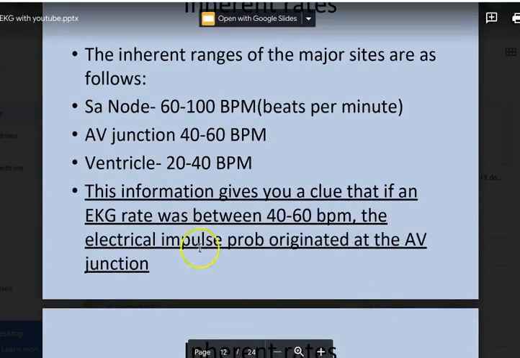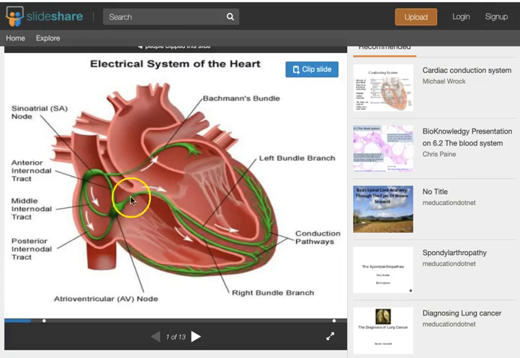So these are the inherent rates of the three major sites. You have your SA node, you have your AV junction, and then you have your ventricles. Anything that happens past the AV junction, past the bundle of His, is the ventricles, because we know, based on the anatomy of the heart, that this is a ventricle, this is a ventricle.